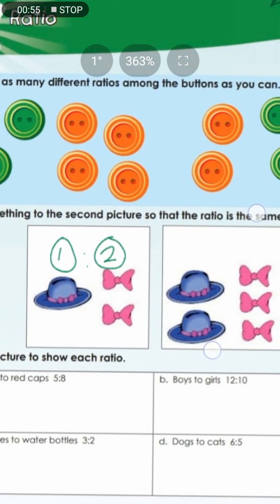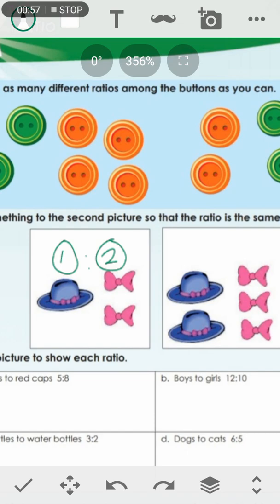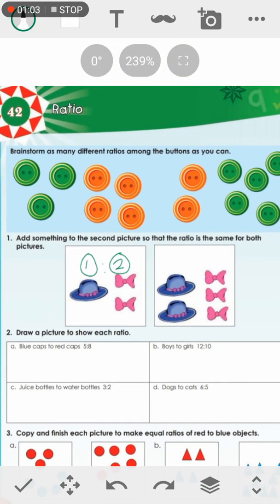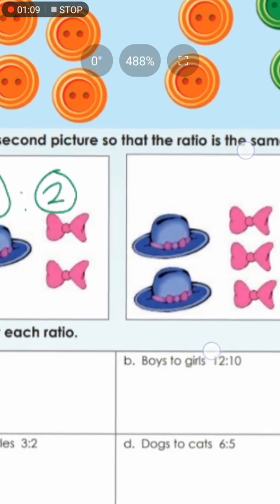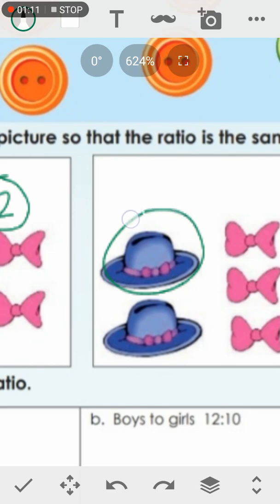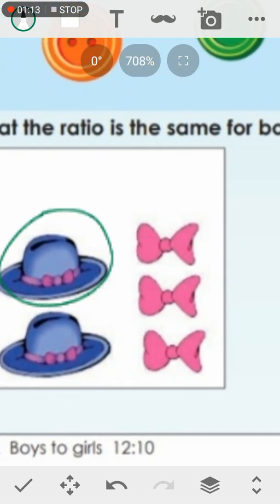So now we are going to make the second picture, this one here, the same as the first picture. We have to correct it, okay? Add something to the second picture so that the ratio is the same for both pictures. So now what did we say the ratio was? For every one hat, we must have two bows.